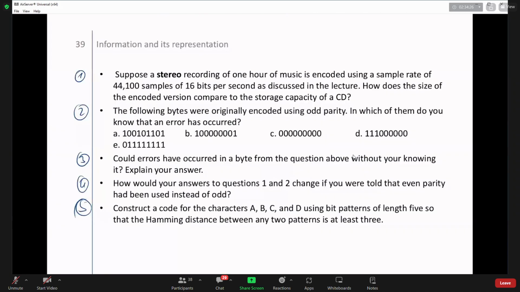Then the next problem. Construct a code for the characters ABCD using bit patterns of length 5 so that the Hamming distance between any two patterns is at least 3. Who can explain what Hamming distance means?